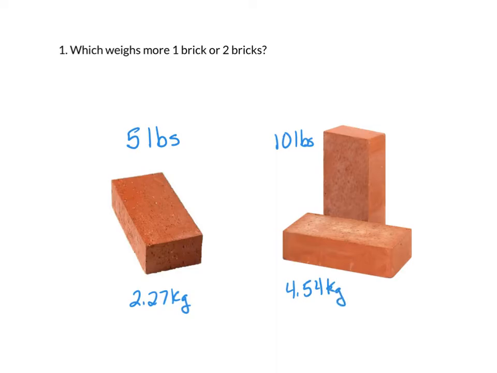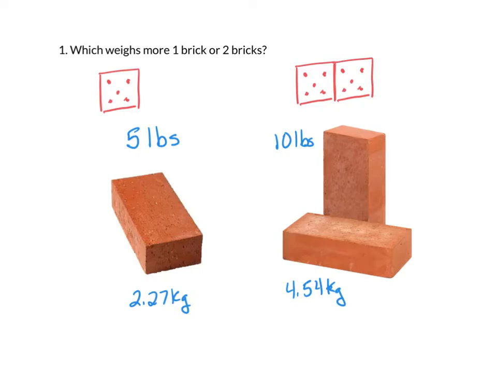And this is what it would look like if we drew it out. For the one brick, we would draw a box and put 5 dots in it for our 5 pounds. And in the second one, we're going to draw 2 boxes, each with 5 dots in them. And here you can see that we've doubled the mass because we've doubled the volume, and the density was the same. Let's see if we can figure out the density of one brick.